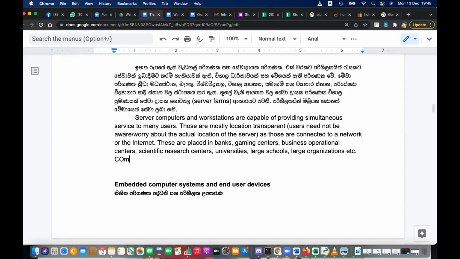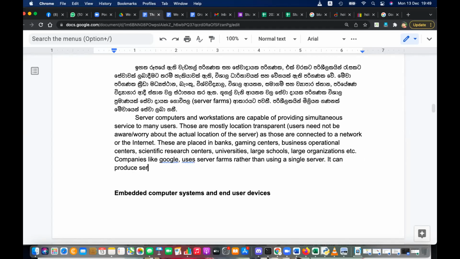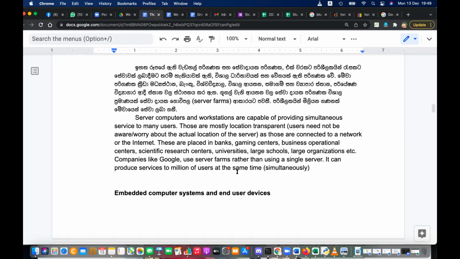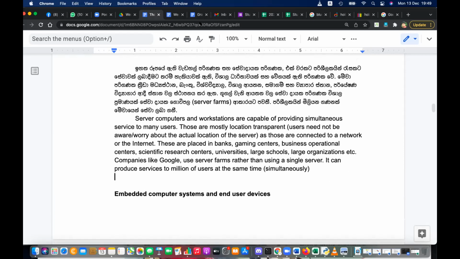Companies like Google use server farms rather than using a single server. It can provide services to millions of users at the same time. We call that simultaneously, at the same time. So please write down this part. I'll explain the note, right? Please write down this quickly. I'll explain this.